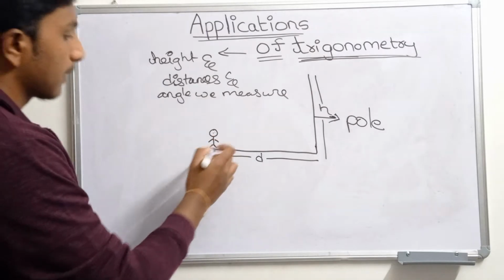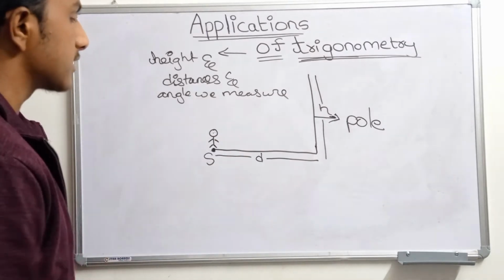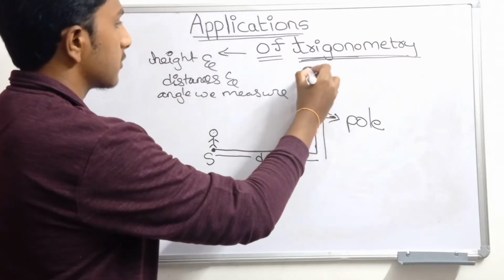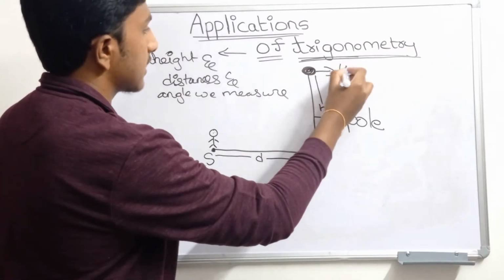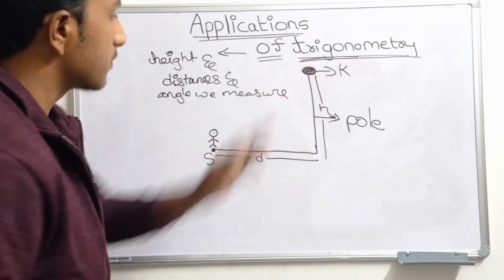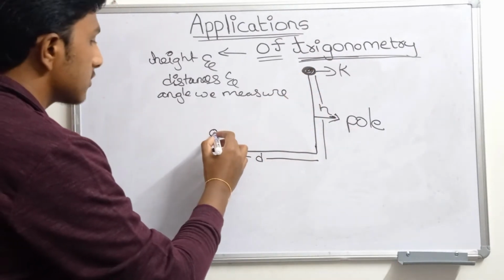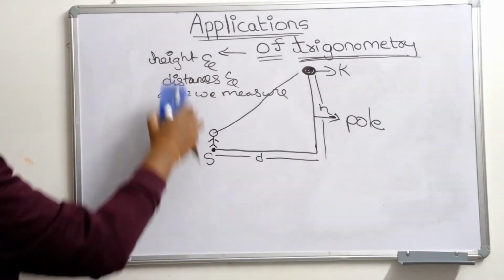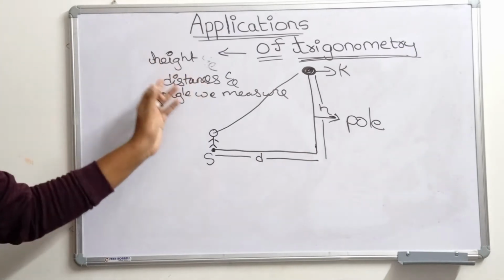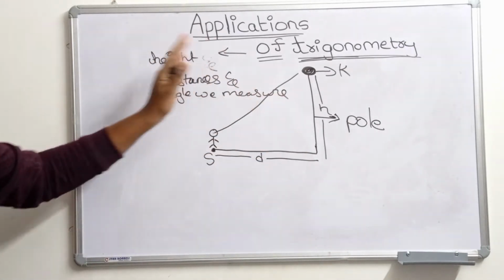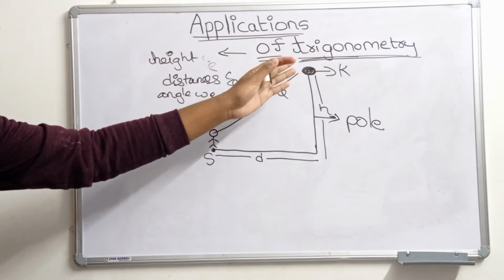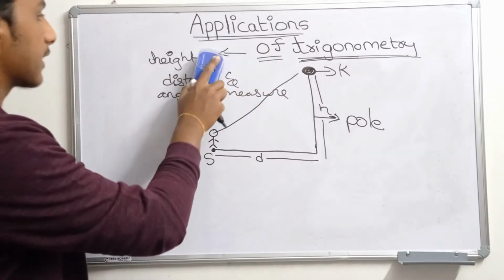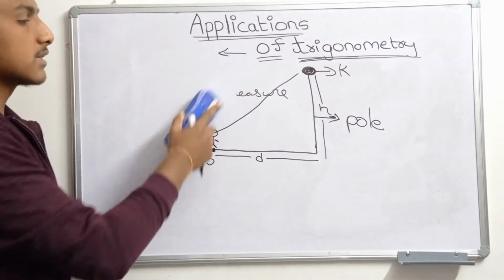Don't get tensed. Here is the man standing at the position S. Consider there is an object at the position K. The man is looking in this way, guys. Heights, distances and angles we measure: this is the thing we learn in applications of trigonometry. Okay guys, are you clear with it?